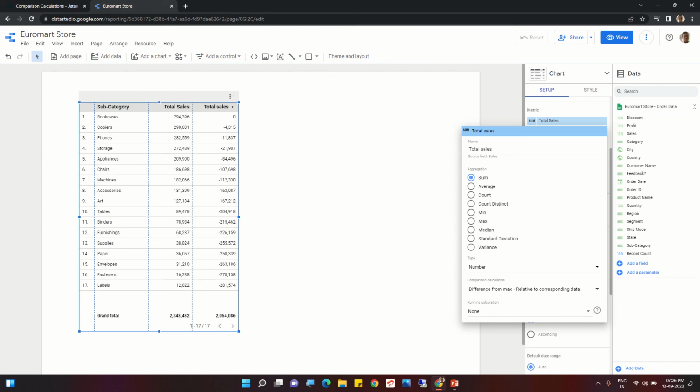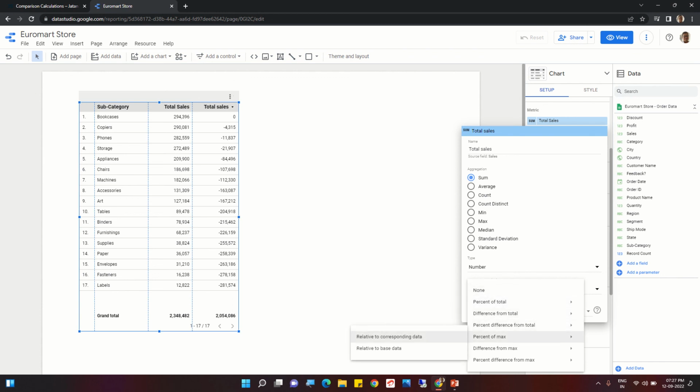You see this is the figure that we can get, a minus figure, and accordingly it has come. The maximum has been taken as the total, that means 294,396 minus the same figure is 0. In the second case, copiers, 290,081 minus 294,396 is the figure that we are getting, minus 4,315. This is how we can make comparison calculations.